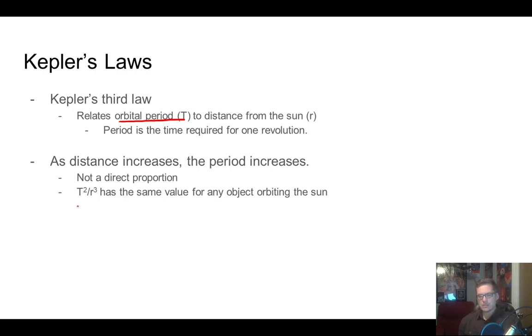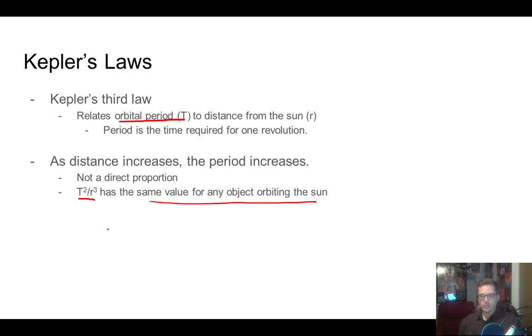Now, what makes it interesting is that he came up with these two values, that they're related by the cube of the r and the square of the period. So they're not directly proportional, but they go in the same direction. So as your r increases, the cube of that is equal to the square of the T. And then it's going to have the same value for any object orbiting the sun.